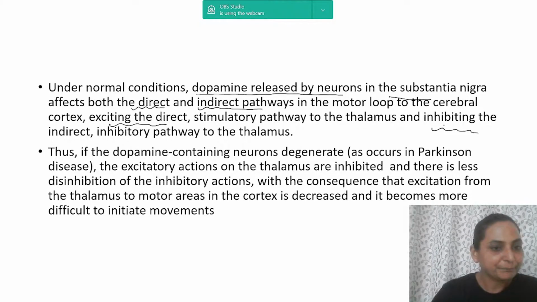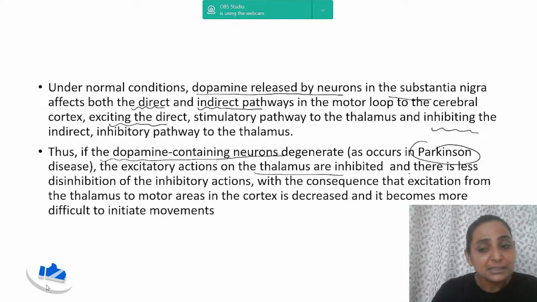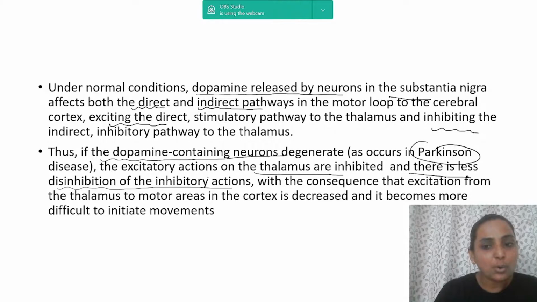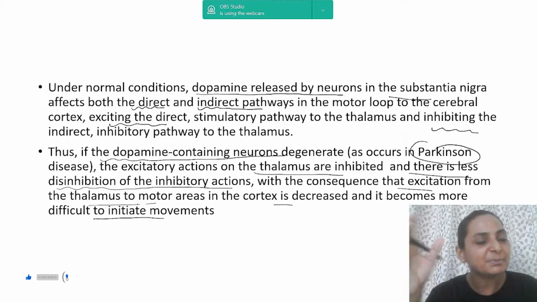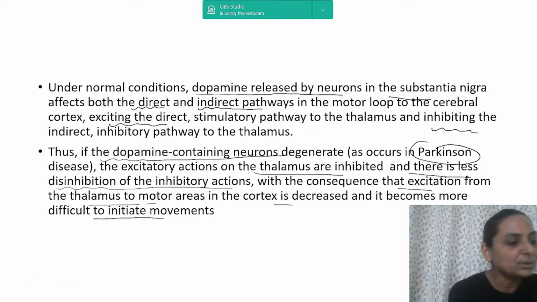So if the dopamine containing neurons degenerate, like what occurs in Parkinson's disease, the excitatory actions on the thalamus are inhibited, but there is less disinhibition of the inhibitory actions. So what is the consequence? The excitation from the thalamus to the motor area is decreased, and it becomes very difficult to initiate the movements. That means a total imbalance between the excitation and inhibition.